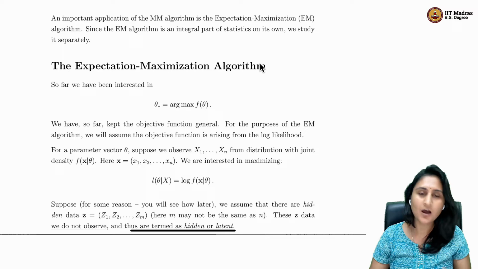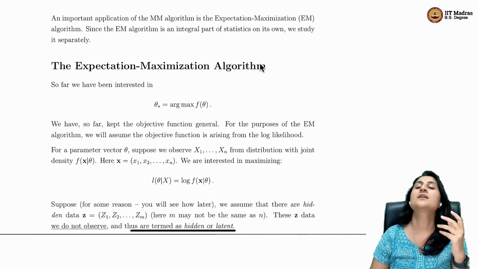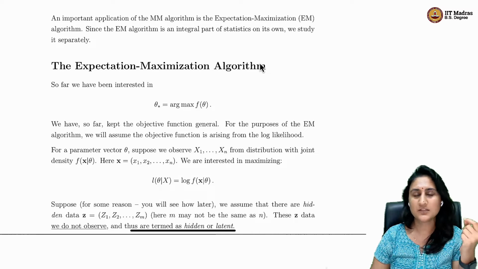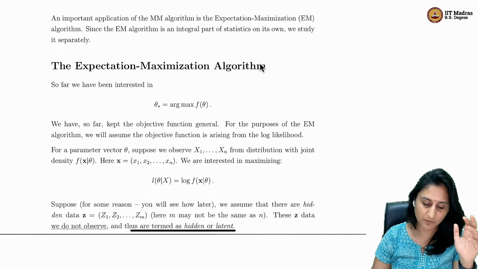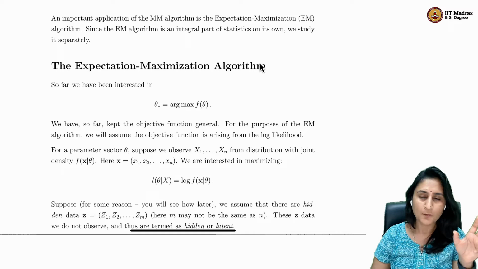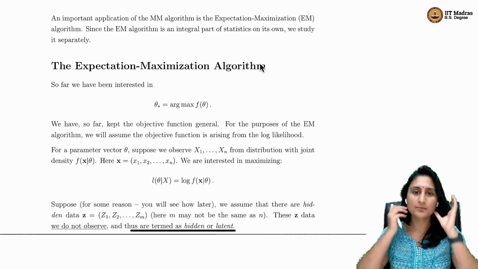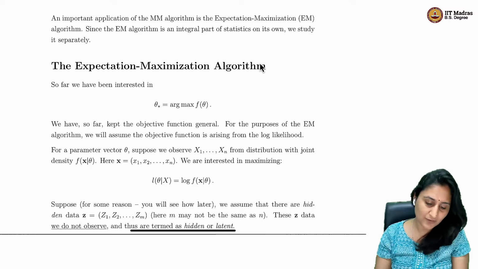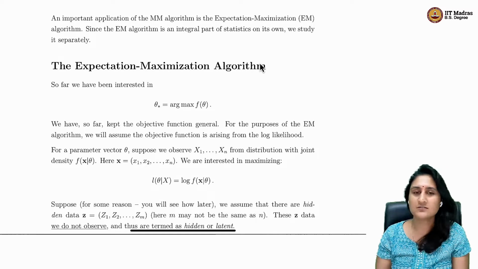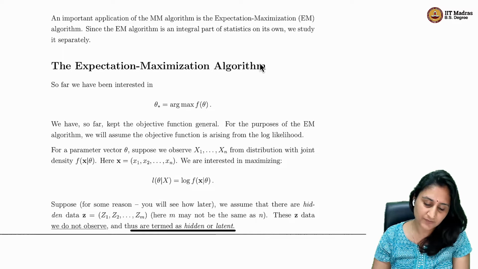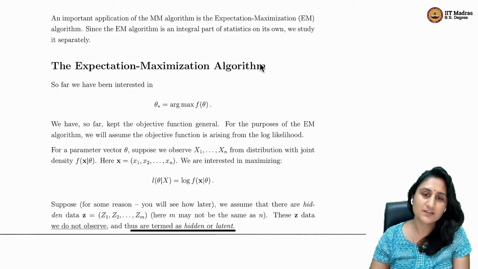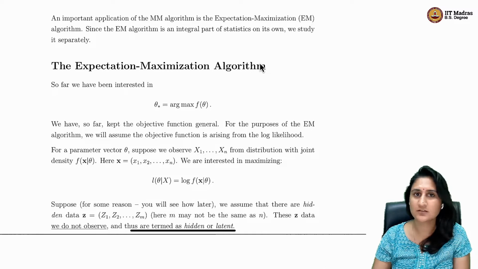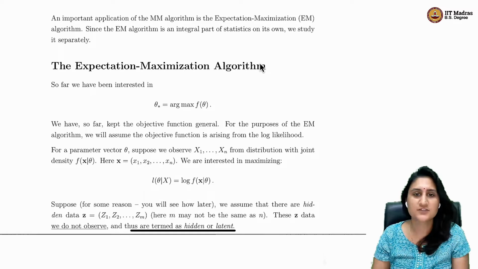Okay. So our objective is still the same, in the sense that we're interested in obtaining theta star, which is the argument that maximizes f of theta. So that premise still holds. But so far in our optimization problems, we have looked at objective functions in general being denoted as some f of theta. Now, for the purposes of the EM algorithm, we will assume that the objective function arises from the log likelihood having observed some data.